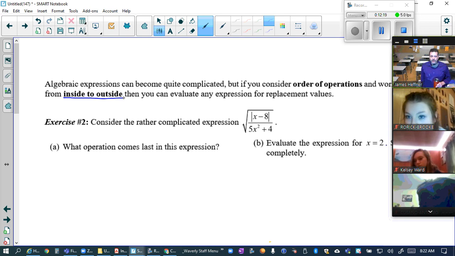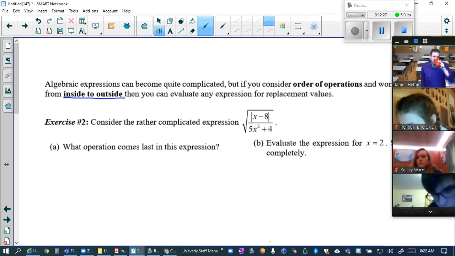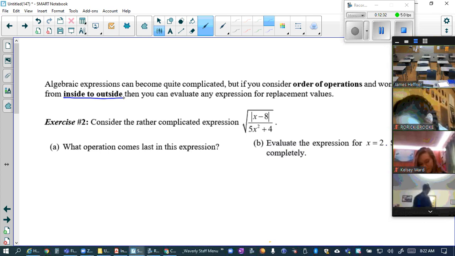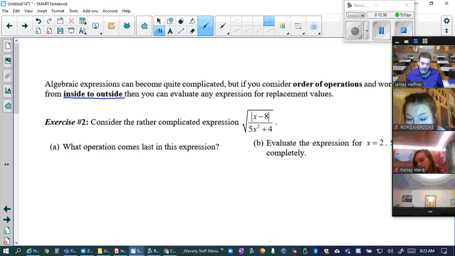I'll give you a hint. It's a little like the result of squaring anything. You always get what kind of number when you take the absolute value of something? Positive number, right? So if whatever's in there is positive, it comes out as a positive. If whatever's in there is negative, it comes out as a positive, right? Okay? So let's answer these questions here.